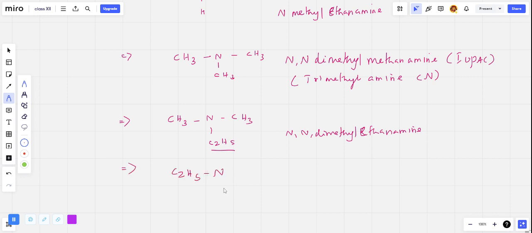Again, C2H5 N. Here one C2H5, then here it is CH2, CH2, CH2, CH3. Comparing all these, this is the longest chain, so that means butanamine. N,N-diethyl butanamine.